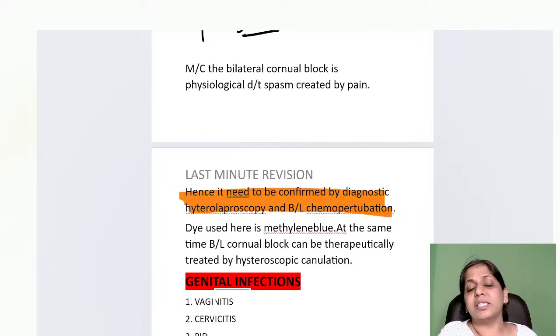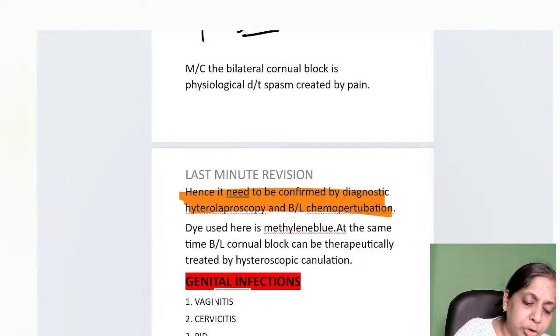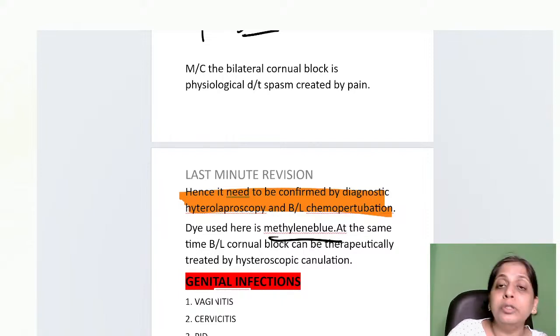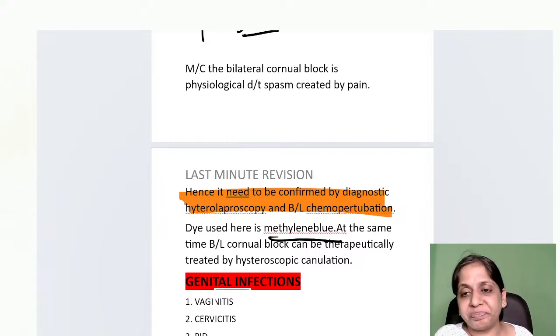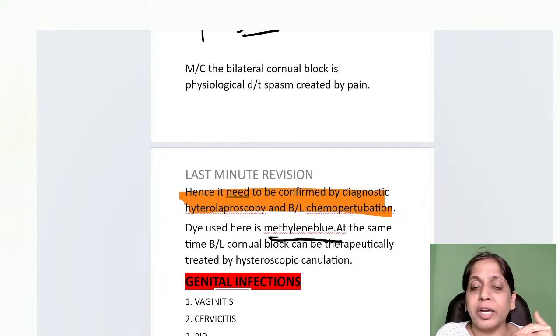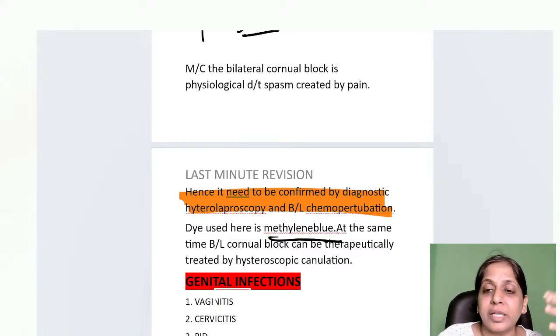So if on the HSG there is a cornual block, we need to do hysterolaparoscopy followed by bilateral chromopertubation. In bilateral chromopertubation, the dye which we are using is methylene blue. The dye which we are using in the HSG is a radio-opaque dye, because in the HSG we take X-ray.